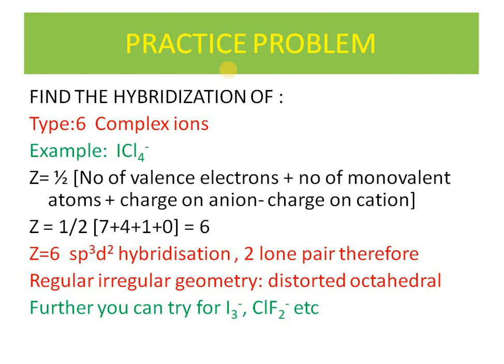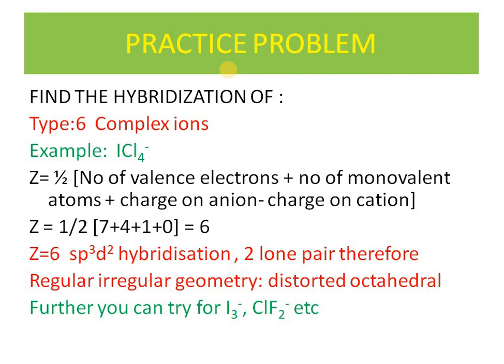Now the next, type 6, is complex ions. We can calculate in the same manner. Iodine belongs to group 17, 7 valence electrons. Half of 7 plus 4 monovalent, charge on anion 1, cation is not there. So total is 12 by 2, which is 6. So here also 2 lone pairs are there. Students will be asking a very important question: how are we coming to know about the lone pairs? So please wait. In the next few slides I will tell you how to calculate the lone pairs.